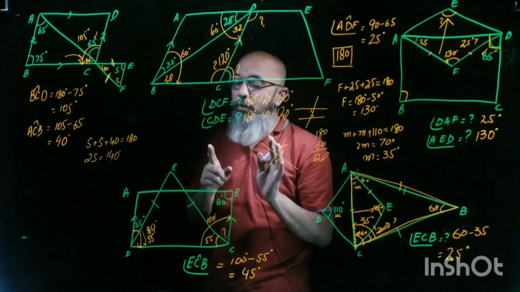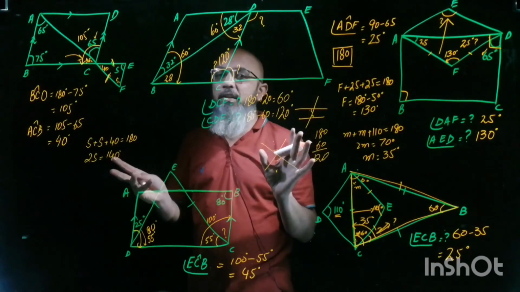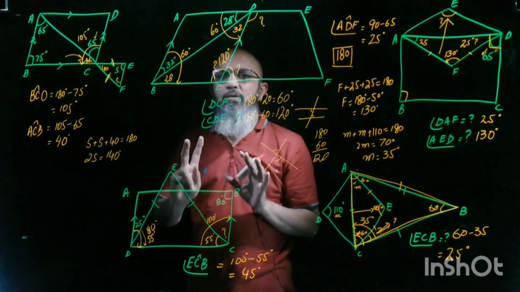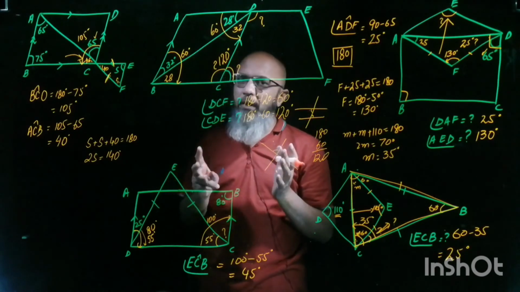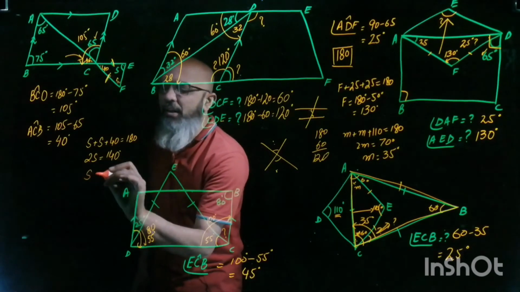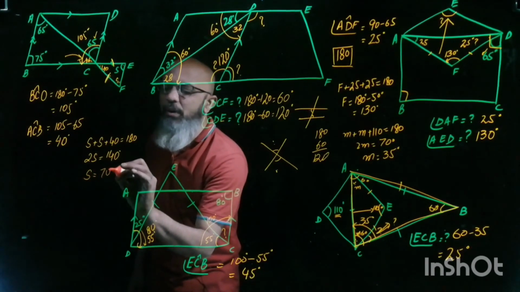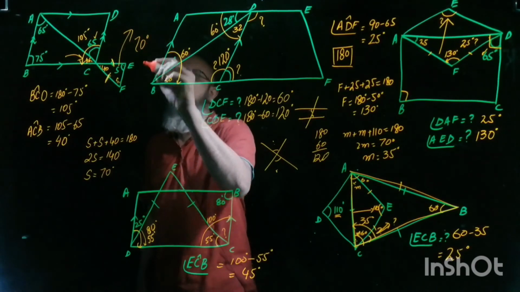Now don't wonder how I got 140. You are very much practiced now: we subtract 40 from 180 and we get 140. And what will we do now? We divide by 2 on both sides, so we get our answer: S is equal to 70 degrees, and that is the angle we had to find.